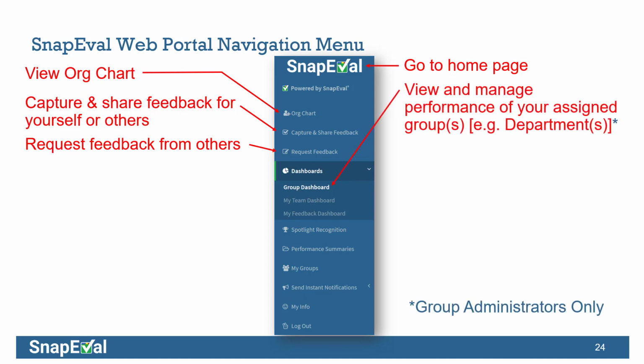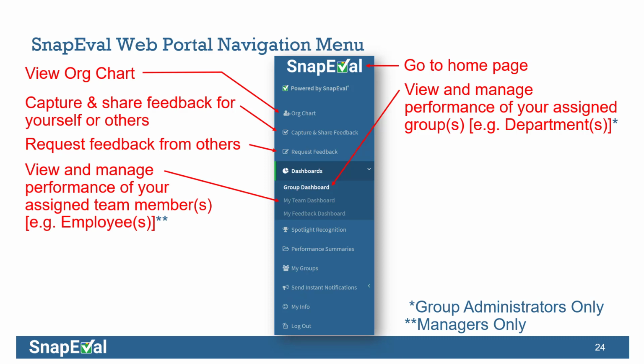Underneath the area of dashboards, there are 3 different dashboards available. The group dashboard, of course, is exclusive to group administrators, and it allows you to view and manage performance of your assigned groups. And an individual can be assigned multiple groups as a group administrator. Right below that is what's called the My Team dashboard. This is where you can view and manage the performance of people who have been assigned to you as your team members. In other words, this is where your subordinates will show up in your My Team dashboard.